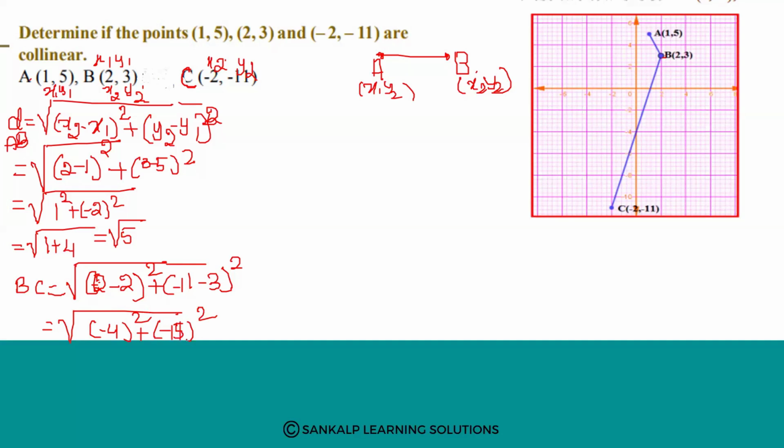Sorry, this is minus 14 whole square. Okay, minus 14 whole square. Now, minus 4 square is 16 plus 14 square is 196. Right? 196. 16 plus 196, how much does it come? 212. Right? 212. Square root of 212 you will get. This is the distance between B and C.